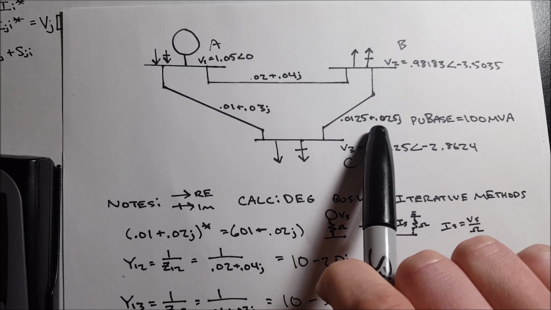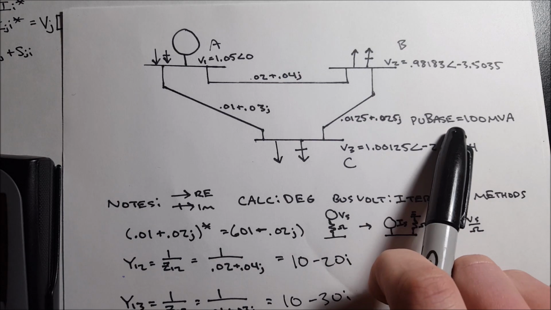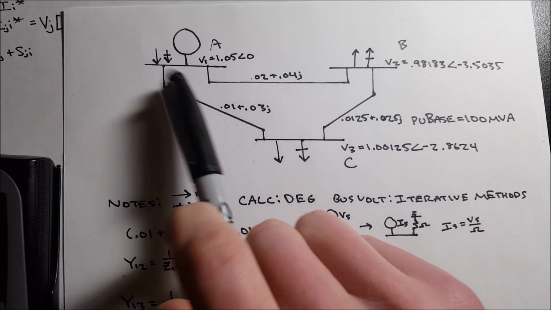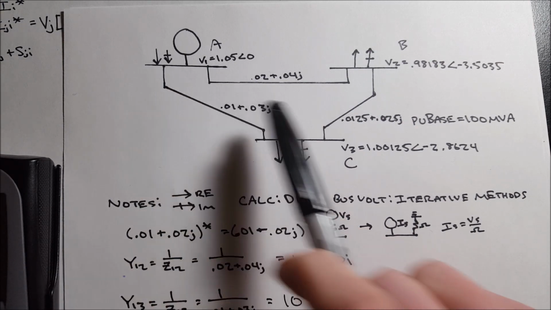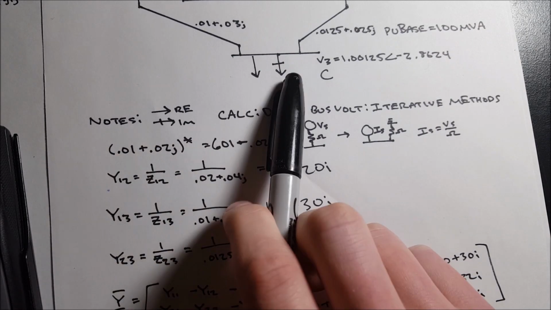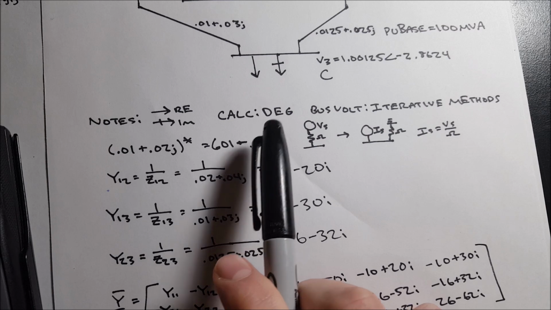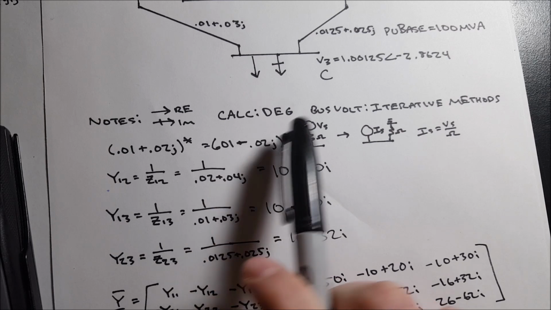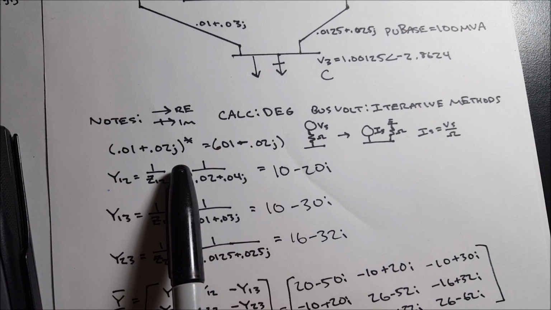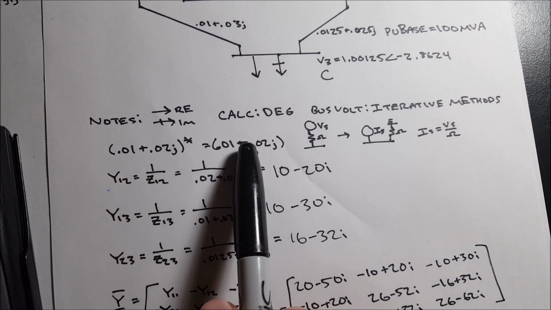And the line impedances are given. We have a base power that's given as 100 MVA. We have a slack or source bus, and then 2 load buses. Some things to note: the arrows here represent real and imaginary power. Make sure your calculator is in degrees, and we're going to be using conjugates quite a bit. It's just turning your plus to a minus.